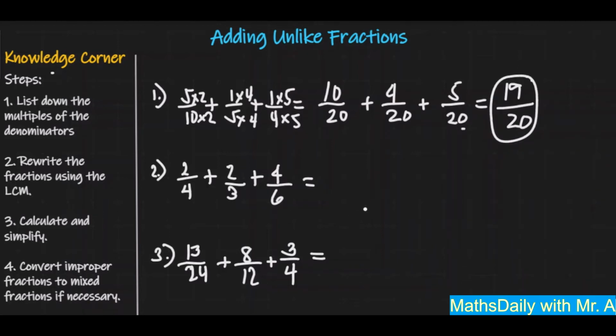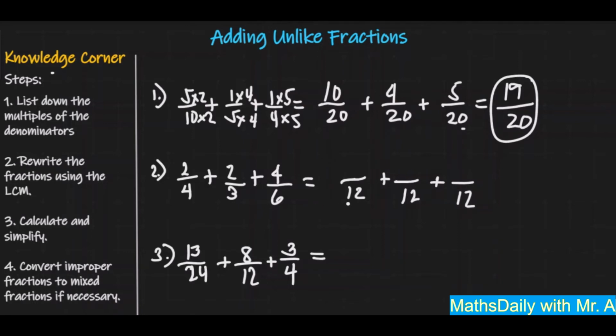For number 2 and 3, feel free to pause the video and solve this problem. Number 2, what is the least common multiple of 4, 3, and 6? The least common multiple of 4, 3, and 6 is 12. This will be equals over 12 plus over 12 plus over 12.